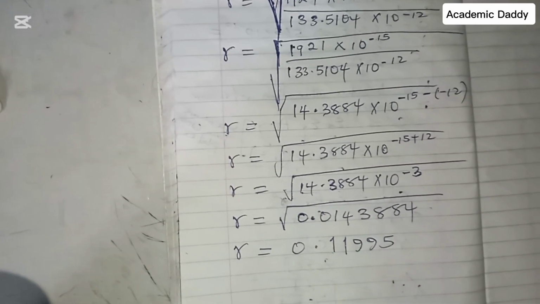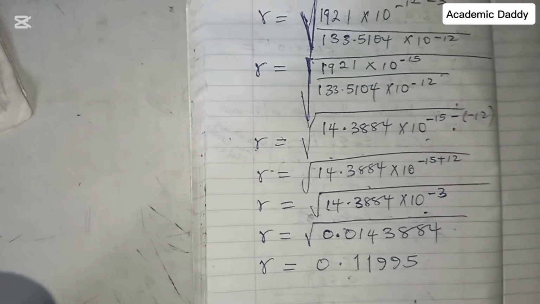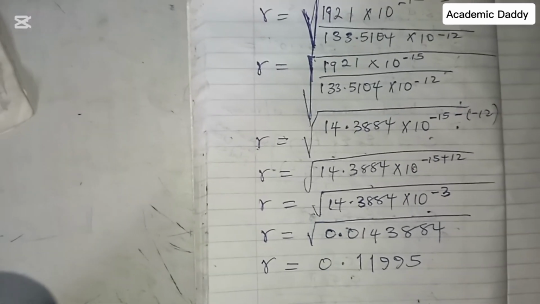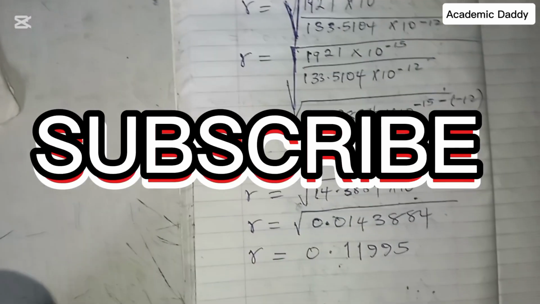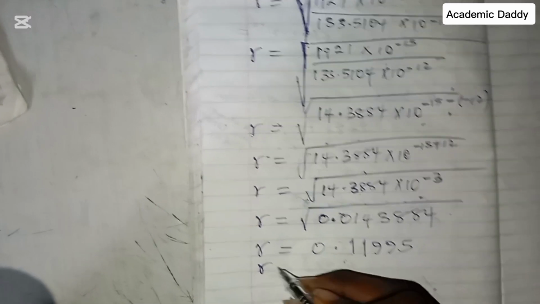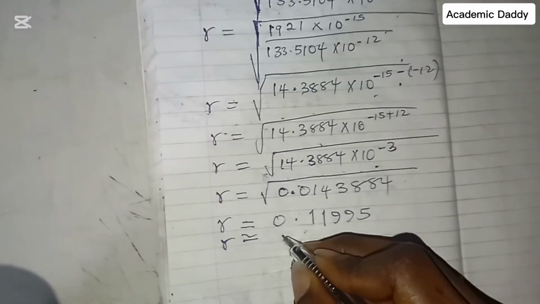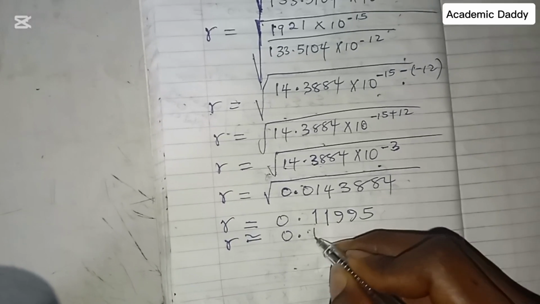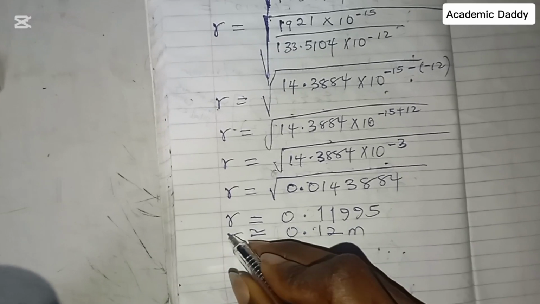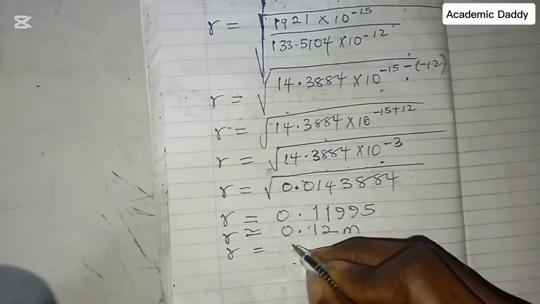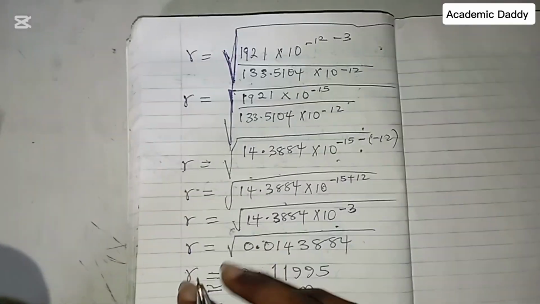0.11995. And remember that the people marking your work already know what you will get when you make mistakes, so they will put those things there. So if you solve it wrongly, you will see an option, but if you solve it rightly, it's best for you. So follow my methods so that R is approximately 0.12 meter, and converting meter to centimeter is multiplying by 100, so that R is equal to 12 centimeter. So there you have it.